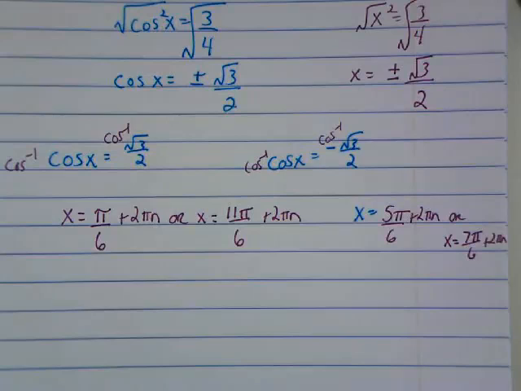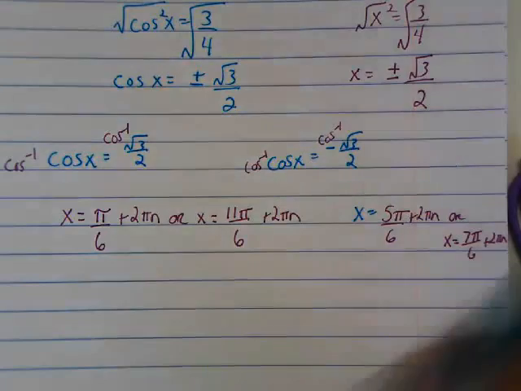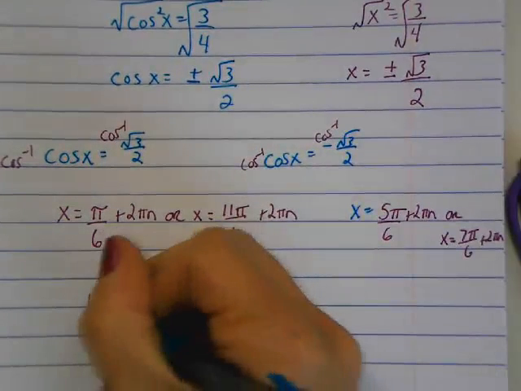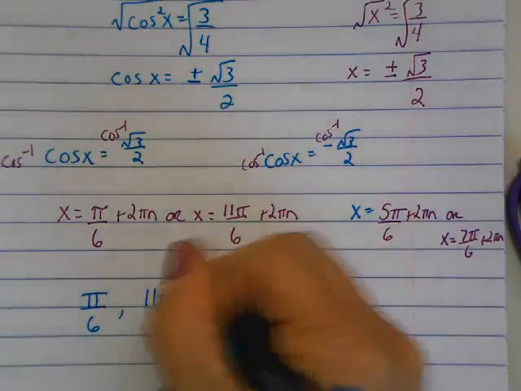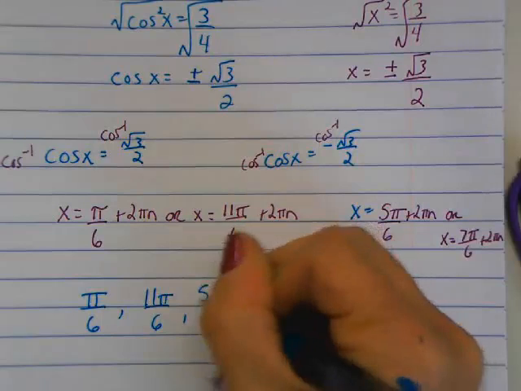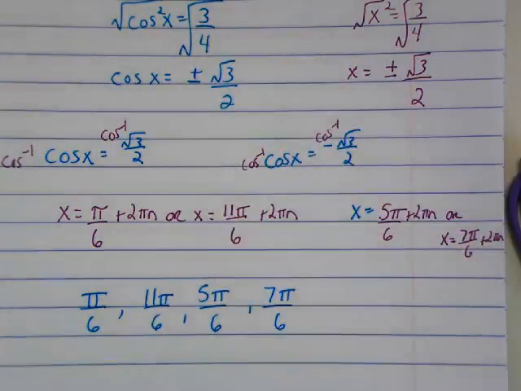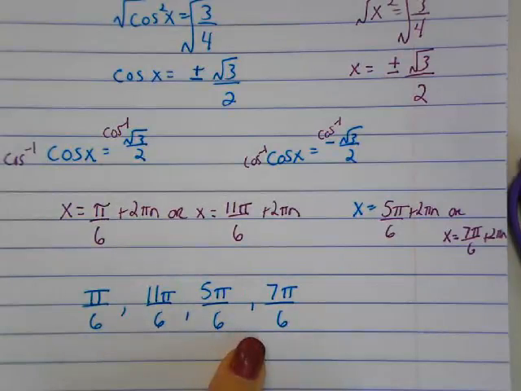Alright, again, I can ignore the 2 pi's. They're just going to send me further than I need to be, because I've already limited the domain. So it's going to be pi over 6, 11 pi over 6, 5 pi over 6, and 7 pi over 6. Now, the book, I think, gives them in order. I'm okay, whatever works for you.